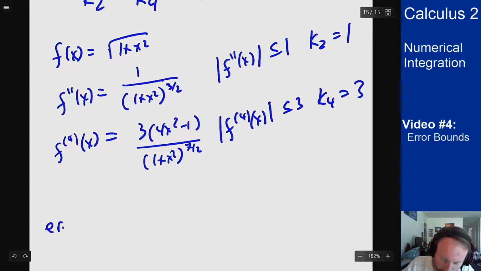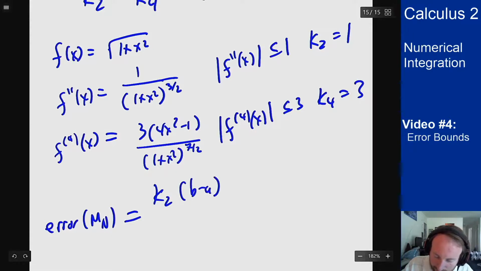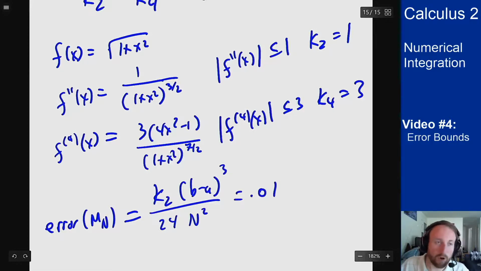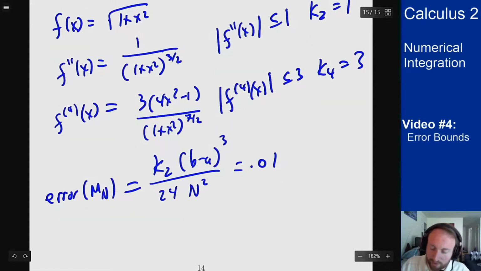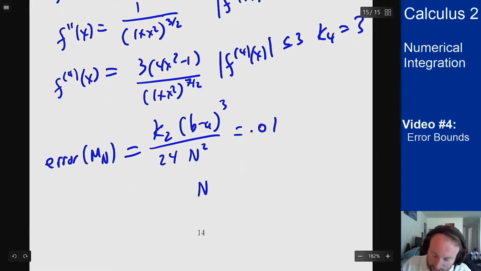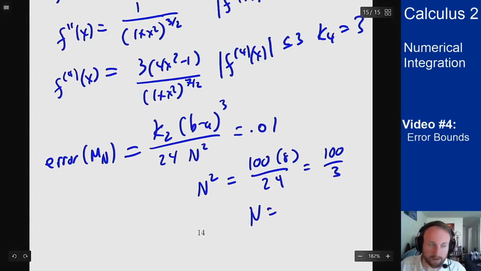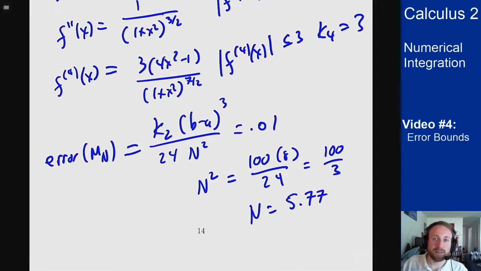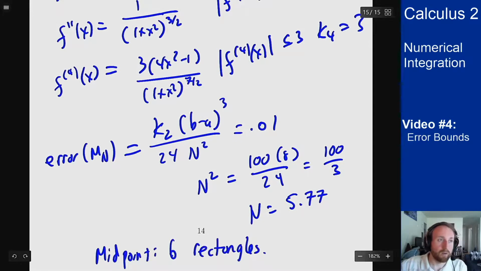So for our error for the midpoint rule, this was given by k2 times b minus a cubed over 24n squared. And I want this to be no more than 0.01. So I know k2 I can take to be 1, b minus a is 2, and then 24n squared. So that means n squared should be something like 100, moving the 0.01 over, times 8 over 24, which is 100 over 3. And if I square root that, I get like 5.77. So for midpoint, I would then need 6 rectangles to get this error bound. What about the other two?